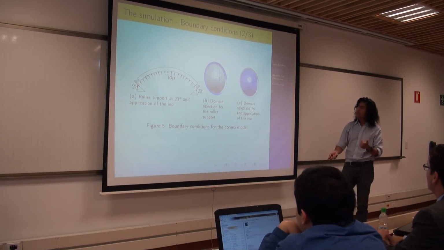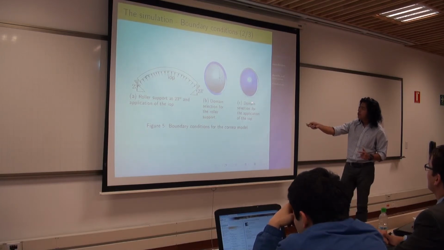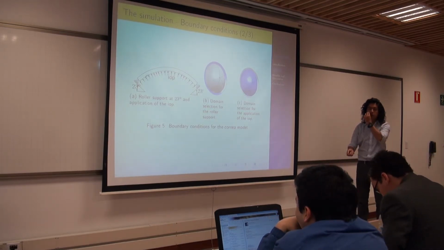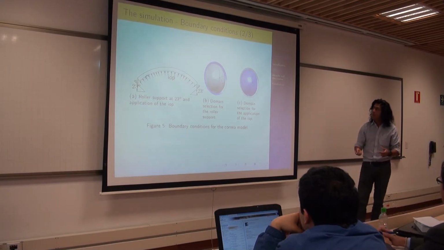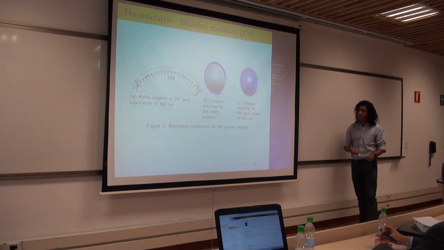That's the first condition, and the second condition is a roller support on the surroundings of the human cornea. These 2 are the most important conditions. We apply them into our software, and then we proceed to the third step, which is the mesh.